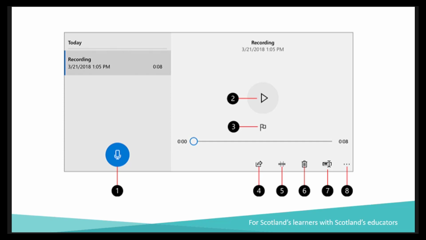Very simple in here, you've got to hit that microphone button and that will start recording. It comes up as a big screen. Once you've actually got your recording, you can play it back. You can put flags in there if you want to identify certain parts to it. You can share your recording a number of ways.